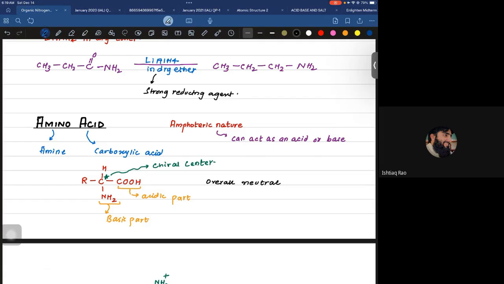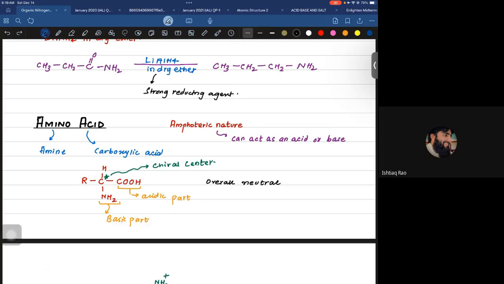Or if in the same compound you are getting acid and base, amine is the base and carboxylic acid is your acid, so ultimately I can say the whole amino acid is neutral. Amino acid has an amphoteric nature, just like water. It can act as an acid, it can act as a base.